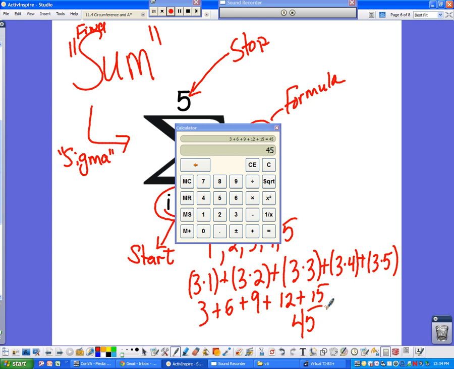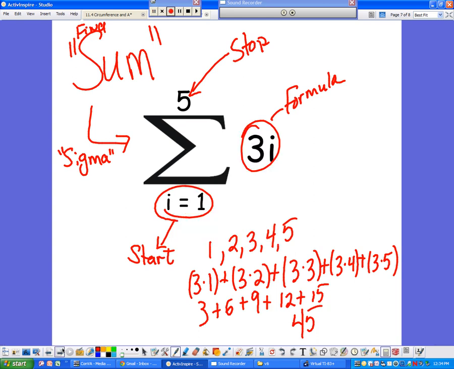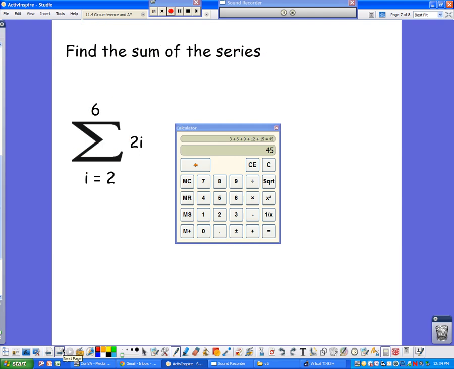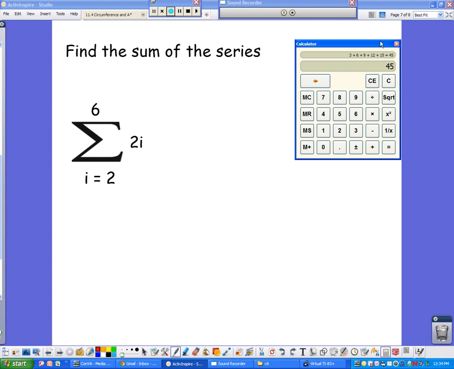And we got 2 of these. The first one I want you to go ahead and try. So find the sum of the series. Remember, the bottom number tells us where we're going to start. Top number tells us where we stop. And then what's outside tells us what our actual formula is. So go ahead and pause the video, and let's see how you do.